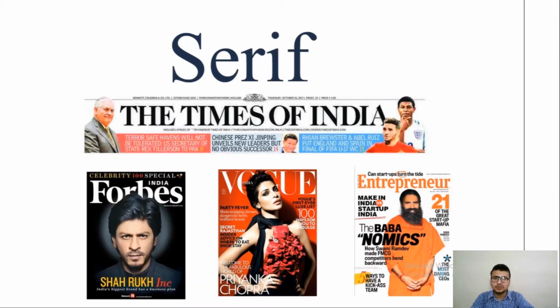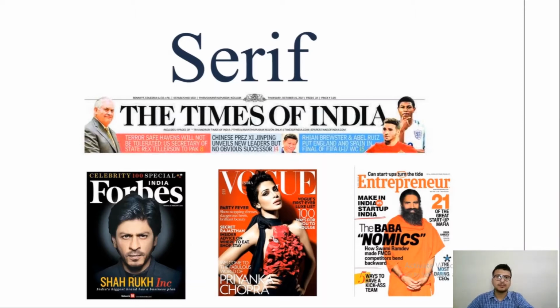Times of India. So these are three examples: Forbes, Vogue, and Entrepreneur. Entrepreneur with Ramdev Babaji, Vogue, and Shah Rukh Khan on Forbes. You can see FORBES behind the head of Shah Rukh Khan. Similarly here VOGUE, the back side of Priyanka Chopra, and Entrepreneur. The fonts that they have used are serif.